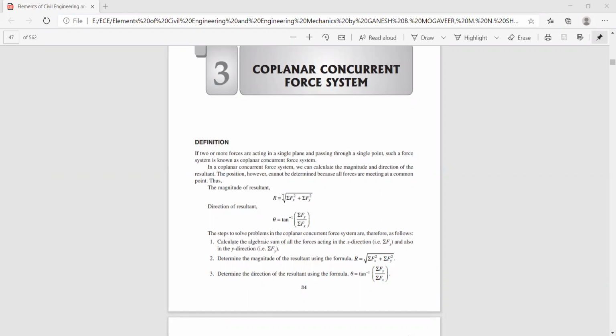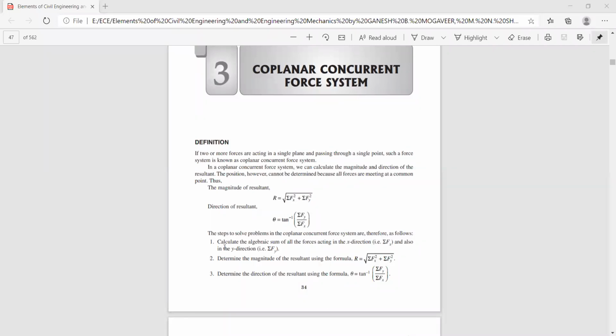It is nothing but the square root of sigma F of x squared plus sigma F of y squared. And the direction of the resultant you can calculate by using this expression: theta is equal to tan inverse of sigma F of y by sigma F of x. So you only need to calculate the magnitude and direction of a given coplanar concurrent force system.